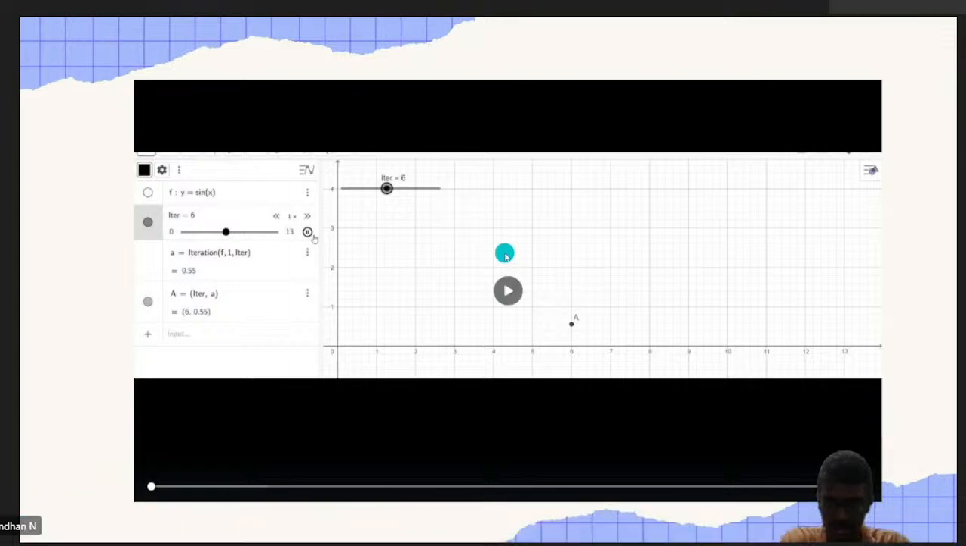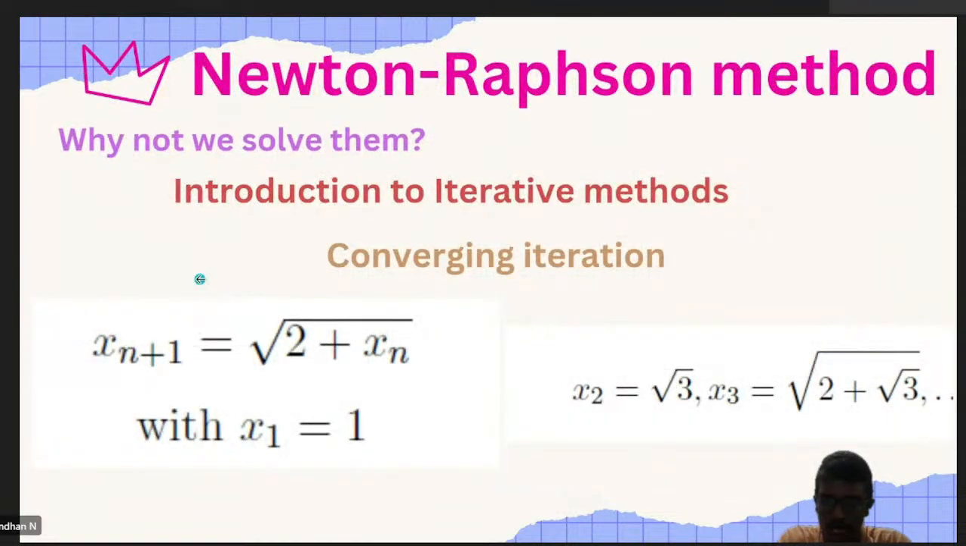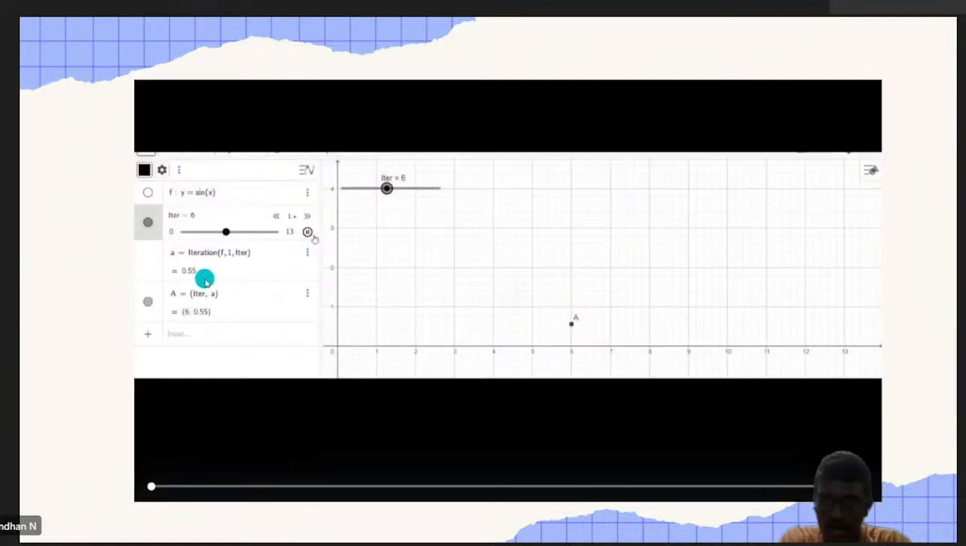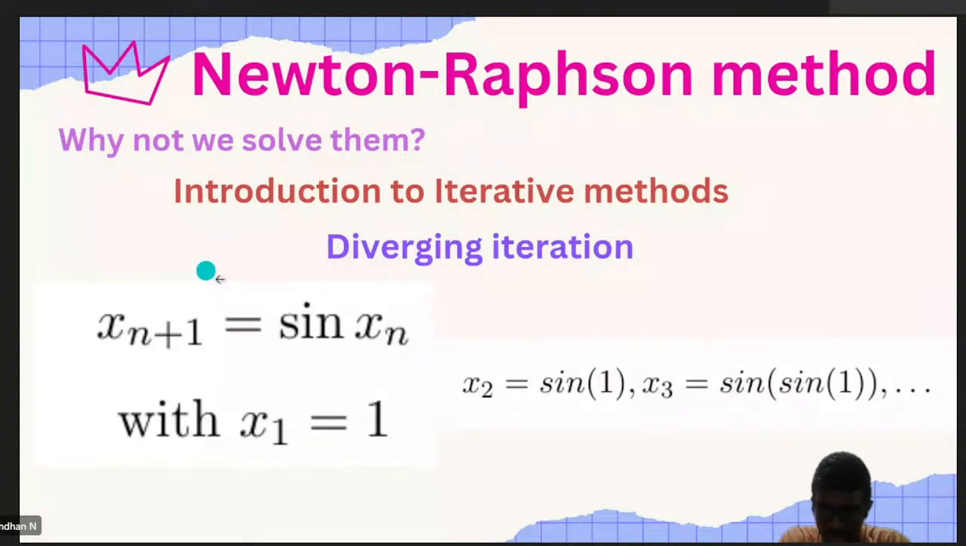If you want to see it graphically, see this point. I think you can see this. I've started with x1 equal to 1. So this is what converging iteration is.